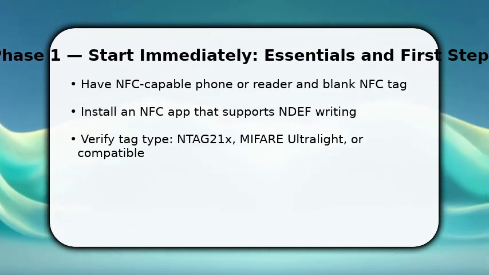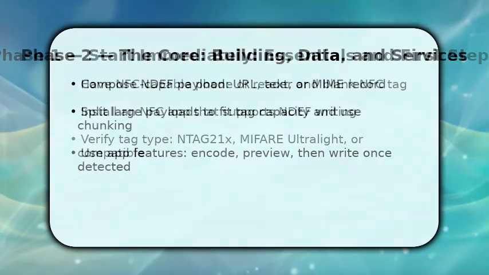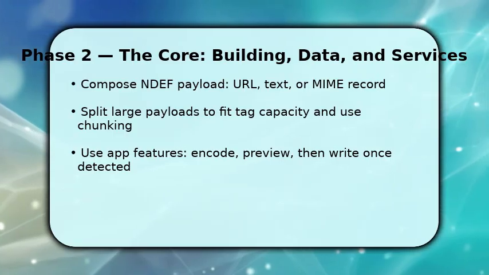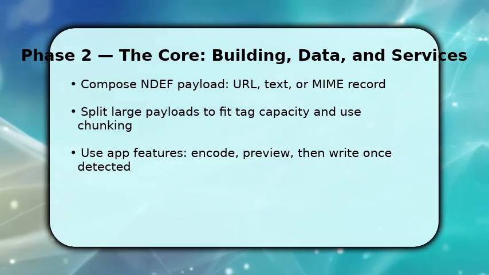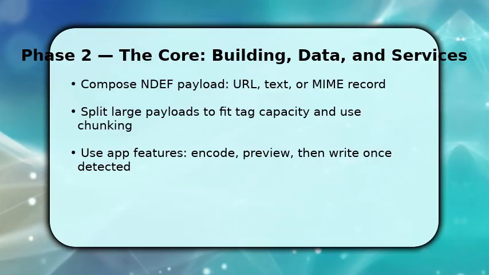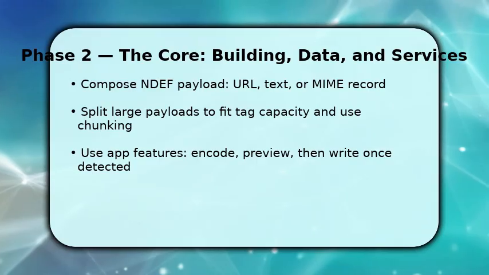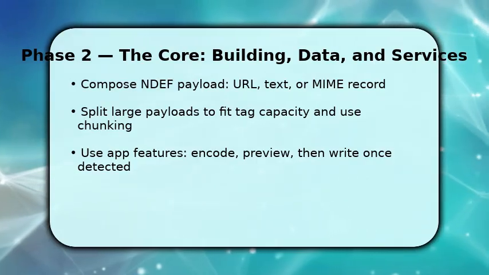You now craft the actual NDEF record. Start by selecting record type, URL for links, text for notes, or MIME for custom data, and enter the payload. Keep it under the tag's capacity. Once done, preview the encoded bytes in the app to verify length and encoding. If too large, trim or chunk into multiple records.